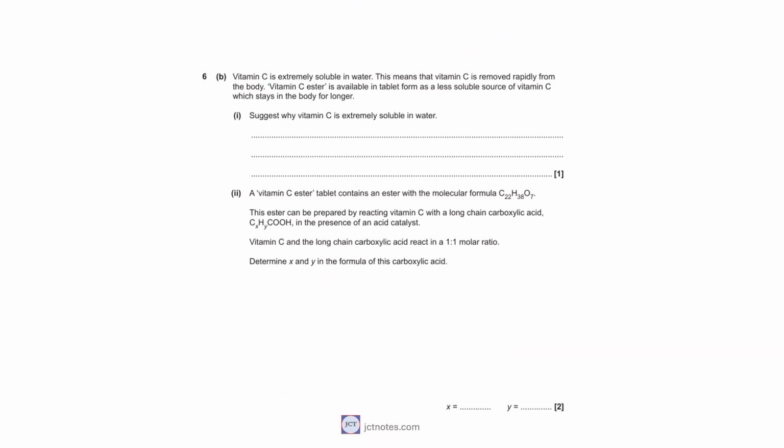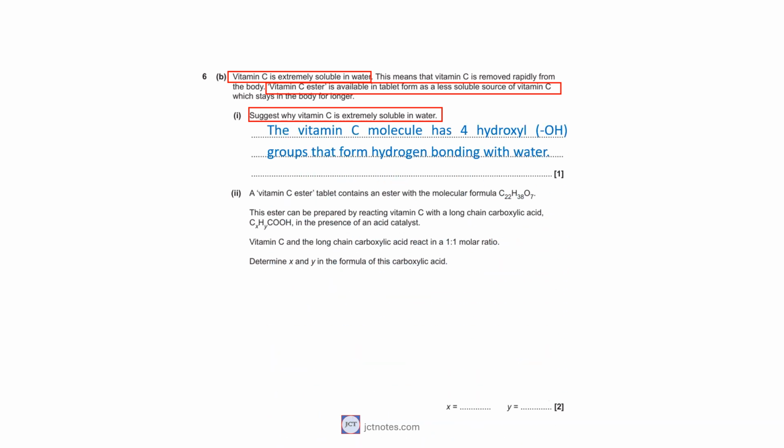In part B of question 6, we have the statement saying that the vitamin C is extremely soluble in water. A vitamin C ester is available in tablet form as a less soluble source of vitamin C. We have 2 questions. In the first question we are asked why vitamin C is extremely soluble in water. The vitamin C molecule has 4 hydroxyl, OH, groups that form hydrogen bonding with water.